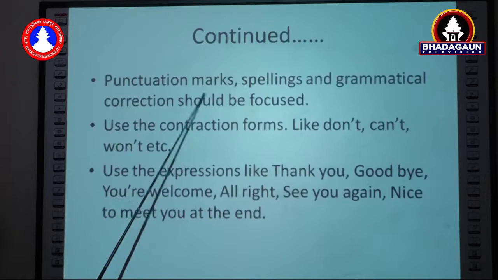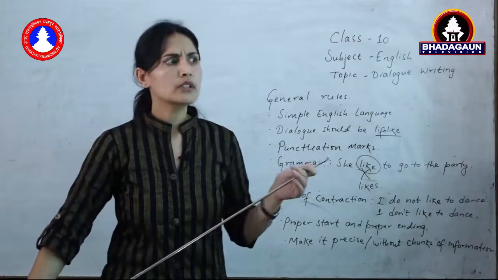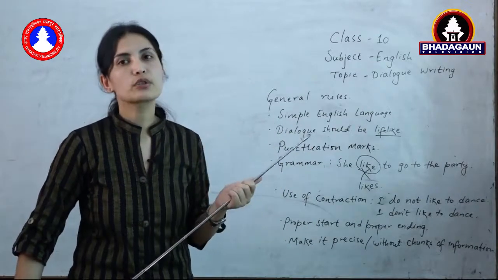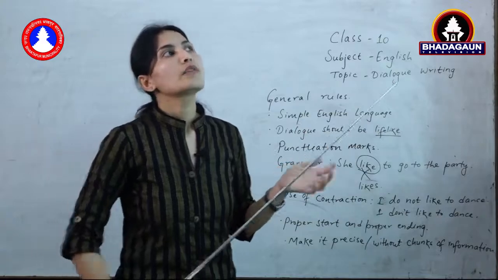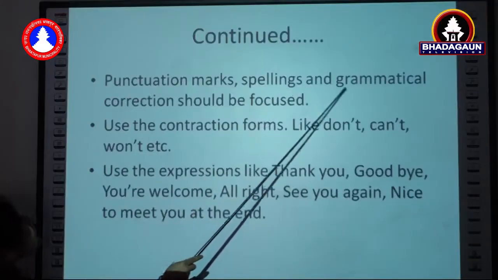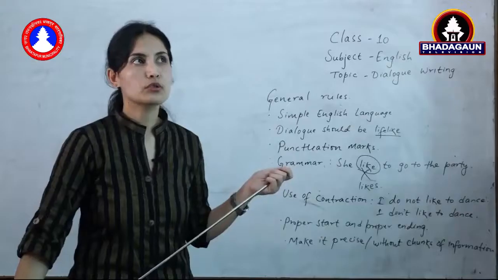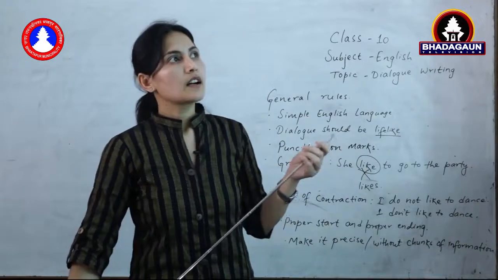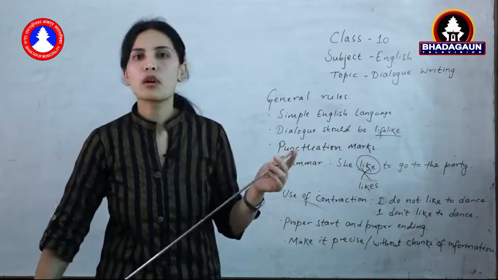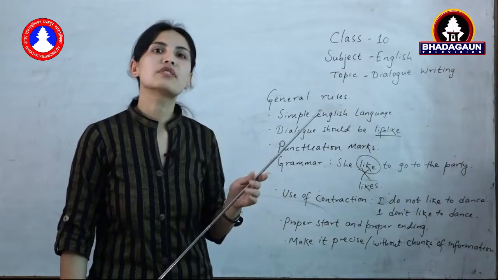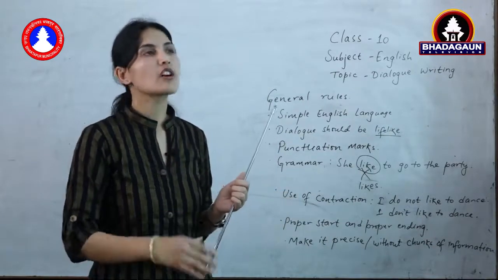Punctuation marks: comma, full stop, question mark. Whenever you are quoting someone's information, don't forget to use inverted commas. Focus on spellings and grammatical correction. Subject verb agreement should be focused. For example, generally we make mistakes with question tags too. That is, she likes to do her work, isn't she? I am very happy, isn't I? So these are the things that we regularly make mistakes in. So focus on tag questions.